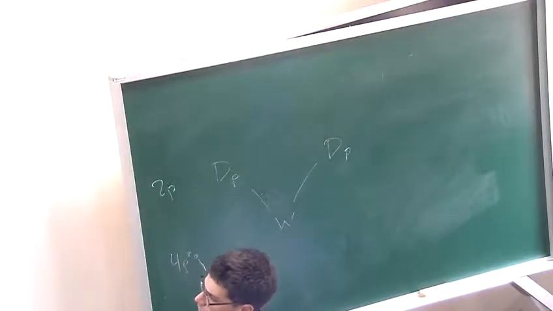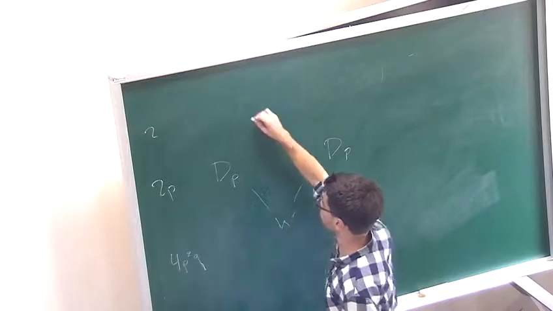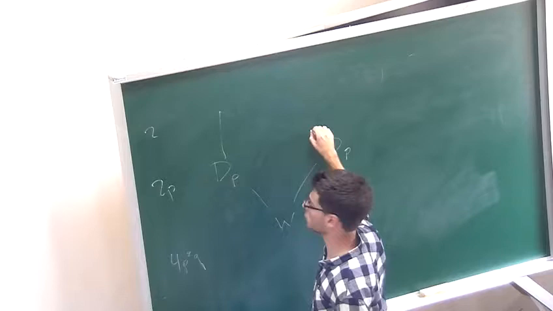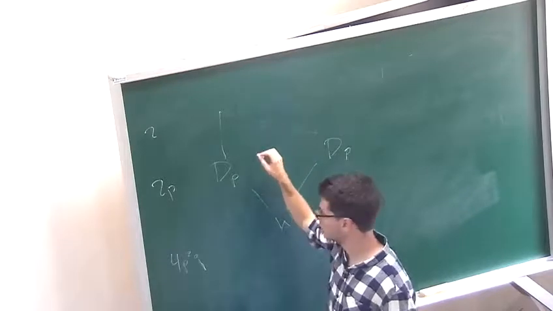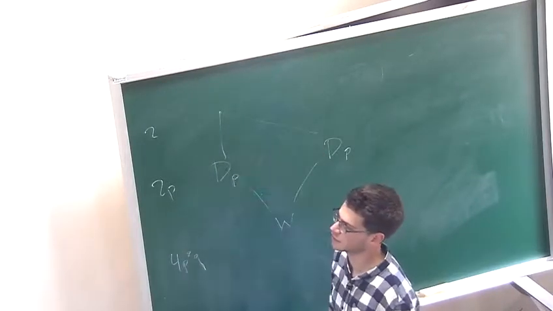And here's the way it's defined. You define the graph closure A sub gr to be the smallest subsystem containing A, so that if you take an element and you get a Z mod 2Z, then you include all of the vertices that you see. Here at level 2, you might have a DP above, or it might be finitely many DPs above. So if you have a Z mod 2Z, which is a quotient of a DP, then you put the DP in. That's what this says.